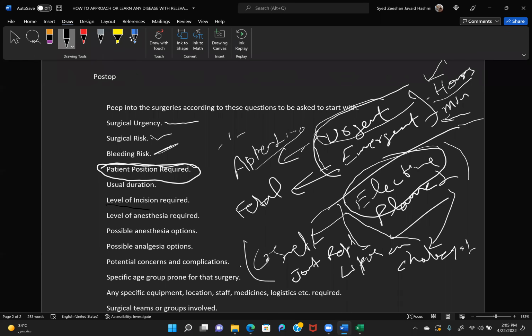Then level of incision required, because whenever you are preparing a patient for laparoscopic surgery, you have to mentally prepare for an open incision as well. Because at any point of time they can open it. Am I right? Yes, sir. So what will be the level of anesthesia required for laparoscopic surgery? If you just want to give epidural, up to what range would you like to give?